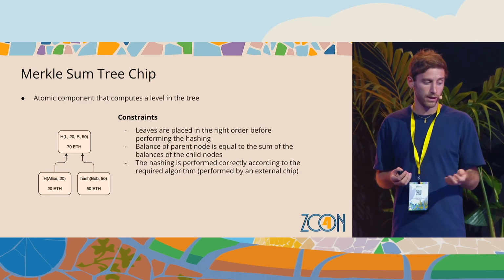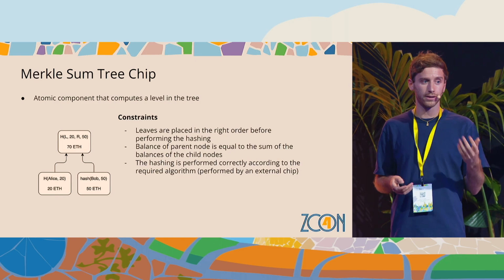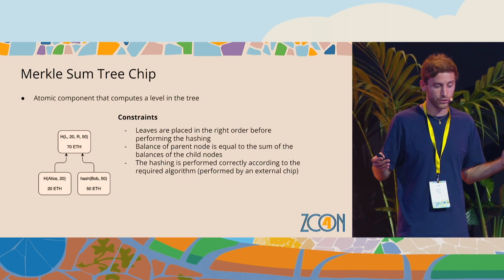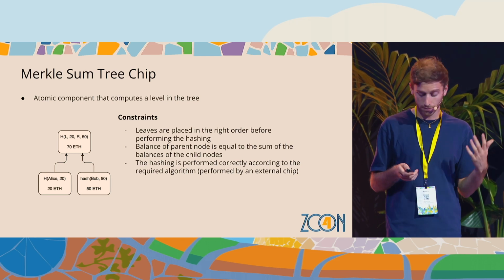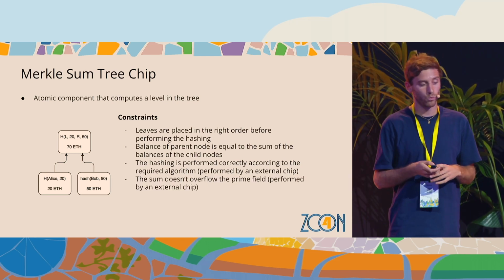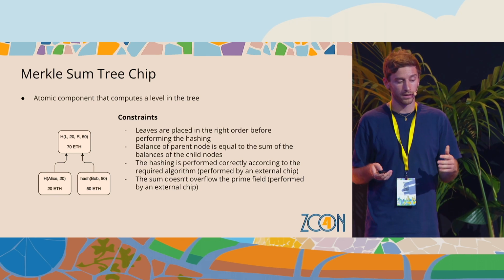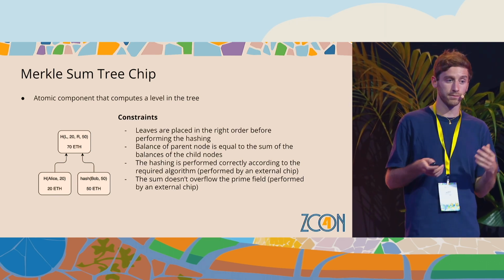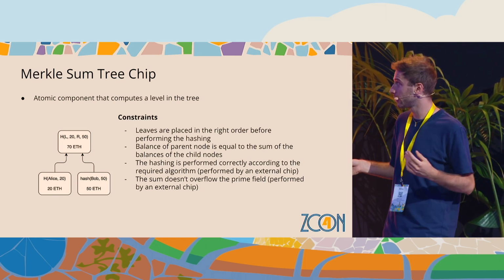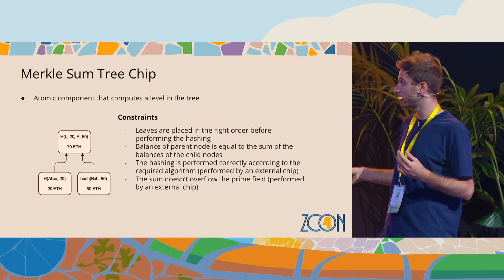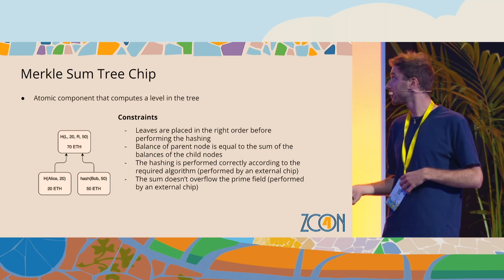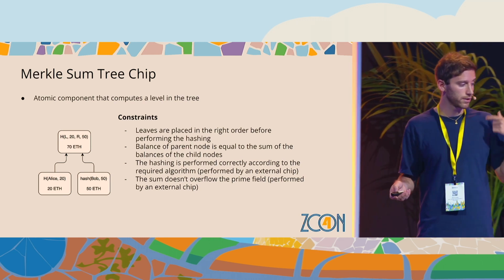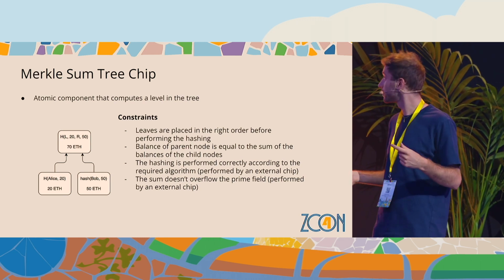We want to make sure that the hashing is performed correctly. So in the case of our protocol, we use Poseidon hashing. So we are going to leverage an external chip, Poseidon specifically, to perform this hashing. And lastly, we want to make sure that the sum doesn't overflow the prime field, as mentioned before. So in order to do that, we're going to need to perform some range check on the input of the sum, and this is also going to be performed by an external chip that, if we have time, we're going to go through after this.